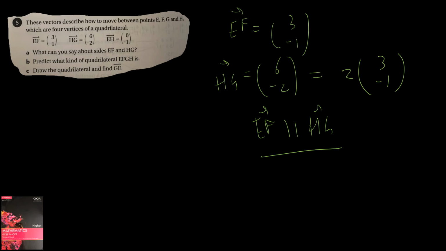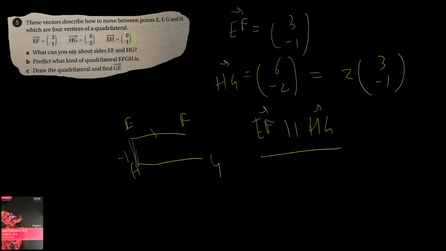Now there are four points of a quadrilateral. So if this is EF and HG, now then EH is (0, -1). So H is directly below E, because I'm not going left or right from E to reach H. It's directly below, so I have to move a distance of -1, so this is -1.